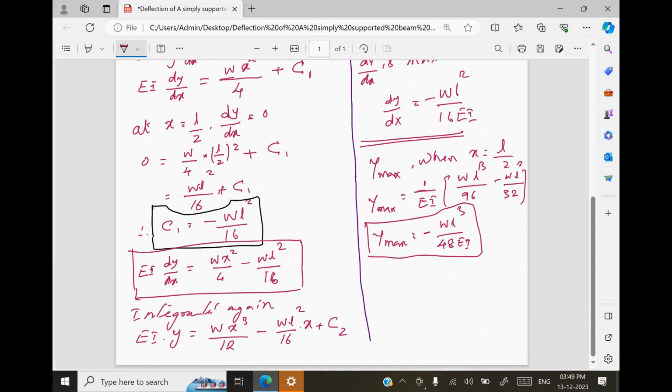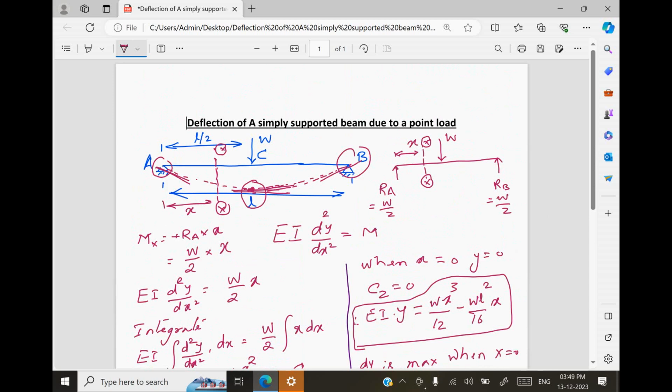Okay. So you have to remember these equations if you want to solve the problems. Okay, Shubham?